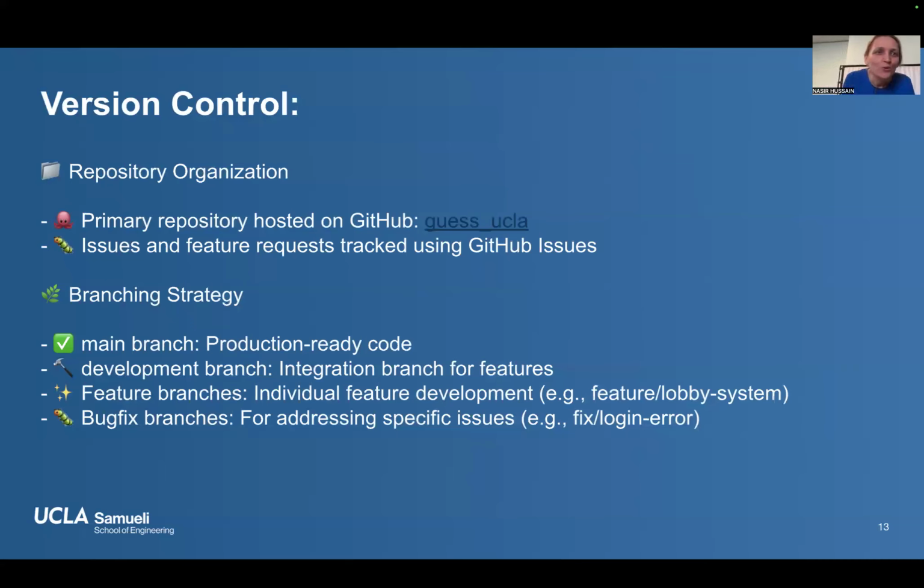Hi, we use GitHub for version control. We had a few branches. The main branch was for the ready-to-go code, and the intermediate branches were the development branch and feature or bug fix branches, where we put our code before it was approved for merging with the main branch.